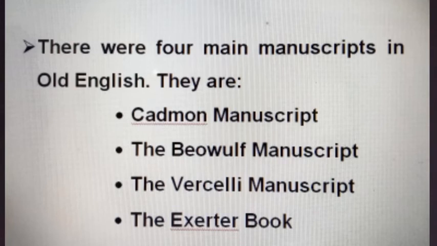Now next is a very, very important point. You have to remember it very well. There were four main manuscripts in the Old English period: the Caedmon manuscript, the Beowulf manuscript, the Vercelli manuscript, and the Exeter book.